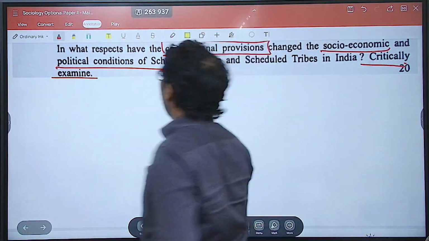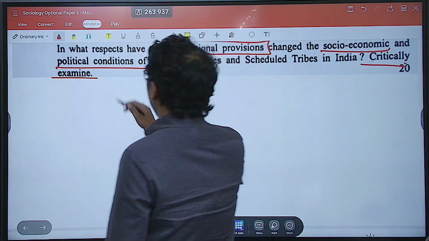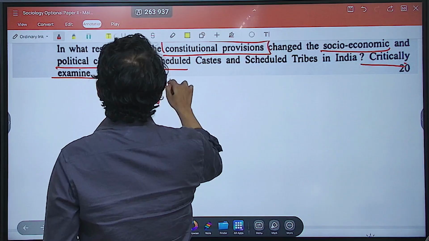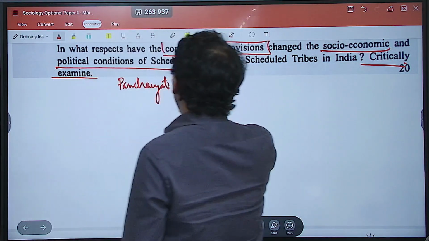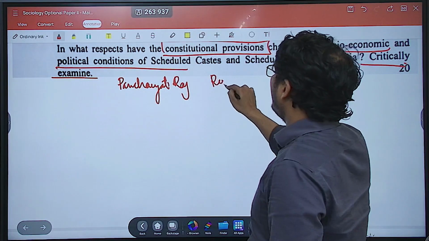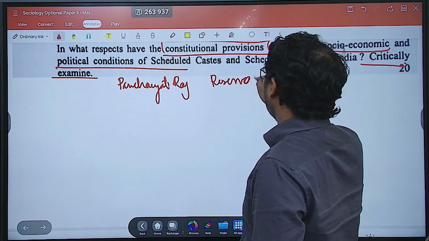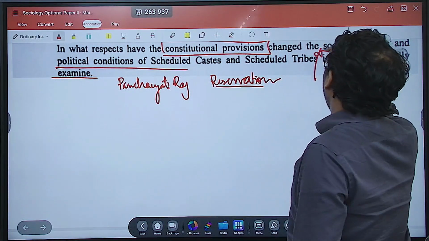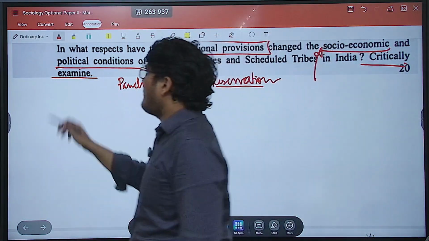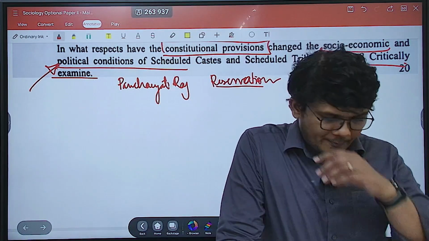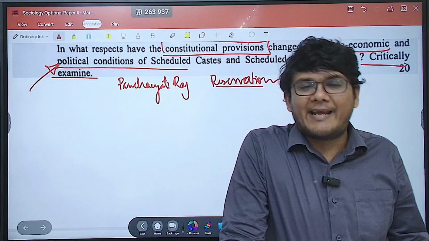So first of all, with respect to the constitutional provision, you can talk about the Panchayati Raj system, which the Constitutional Amendment Act provided for reservation for the scheduled caste and scheduled tribes, and how it has led to improvement in their socio-economic condition, improvement in their political conditions, because now they are holding more political power, more offices are being held by them.